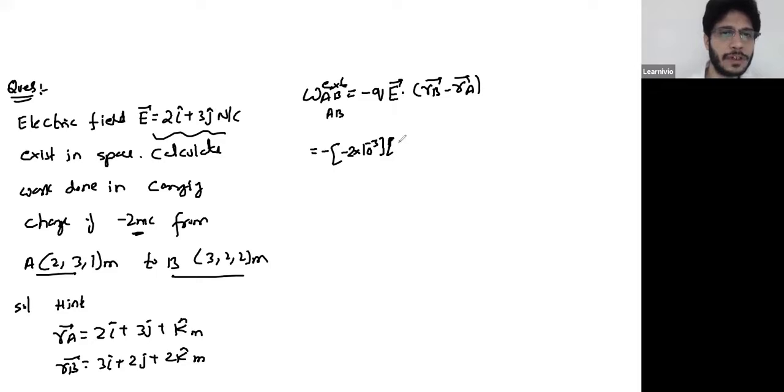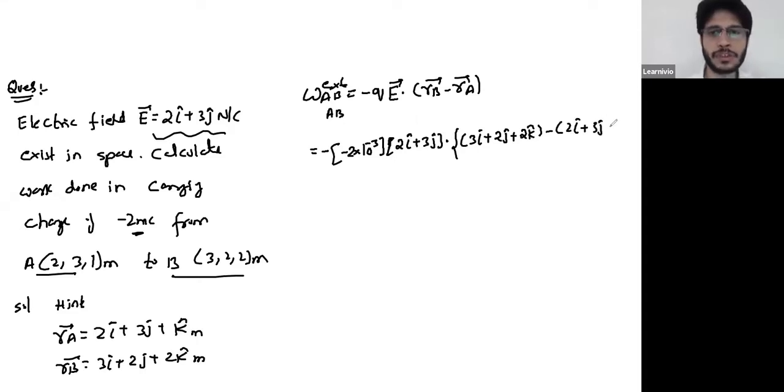The value of electric field is 2i cap plus 3j cap, dot, next you have RB minus RA. So this is 3i cap plus 2j cap plus 2k cap minus RA, that's 2i cap plus 3j cap plus k cap, multiplied by 2 into 10 raised to power minus 3. It's 2i cap plus 3j cap dot: 3i cap minus 2i cap is i cap, 2j cap minus 3j cap is minus j cap, 2k cap minus k cap is k cap.